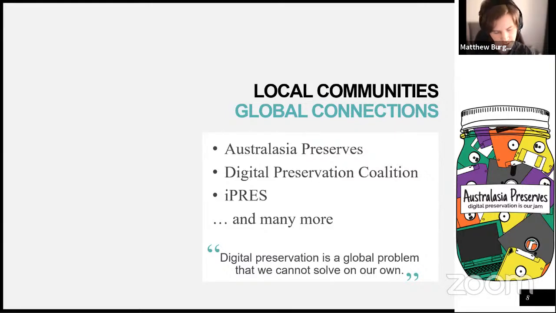There is value on both personal and organisational levels to invest time, resources, and commitment to collaboration and to our global digital preservation community. As William Kilbride noted during my visit with the DPC prior to iPres last year, digital preservation is a global problem that we cannot solve on our own.